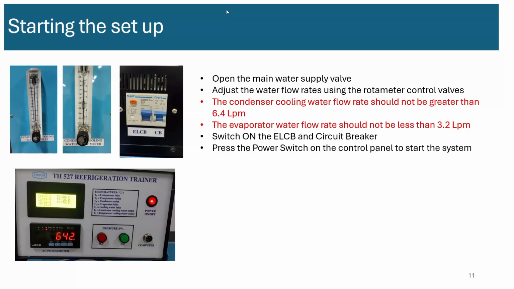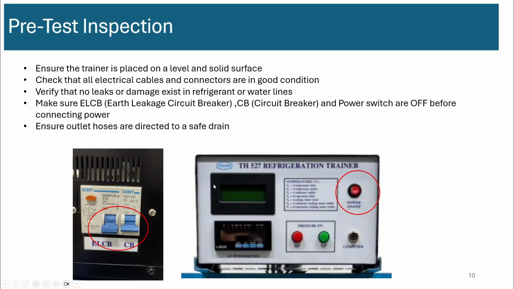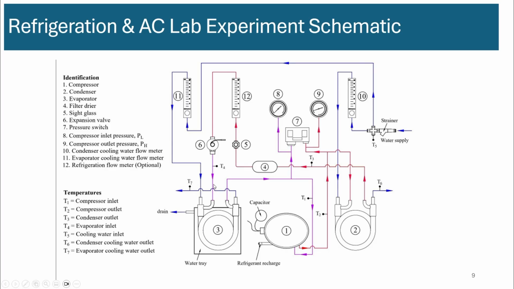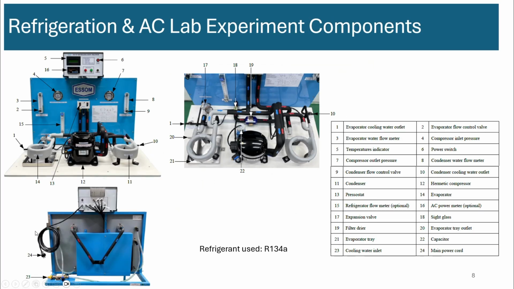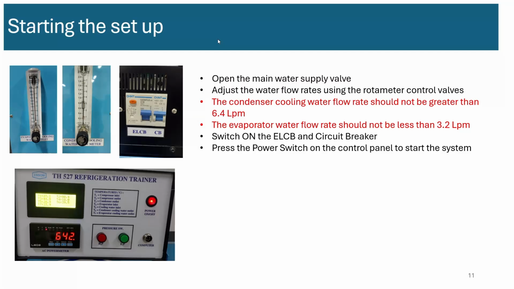All right. So now let's start the experiment. Starting the setup, the first thing to do is to open the main water supply valve. This is the supply valve that you have in the lab that would connect to number 23, which is the cooling water inlet that supplies both the condenser and the evaporator heat exchanger.